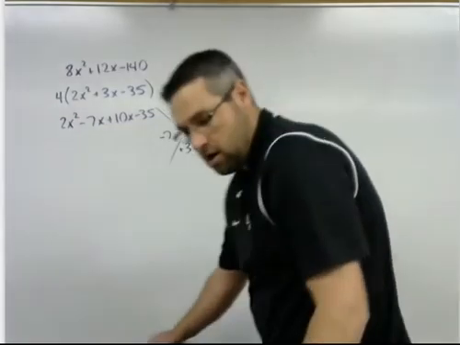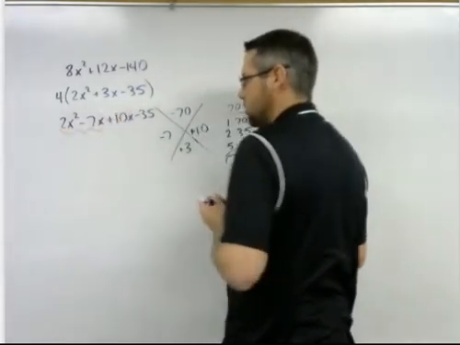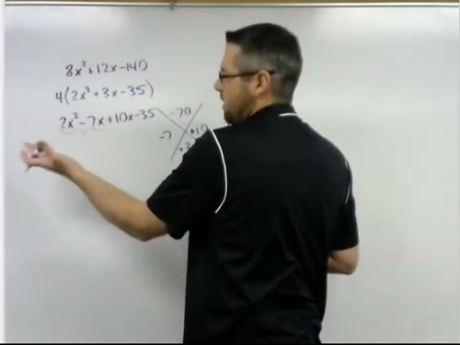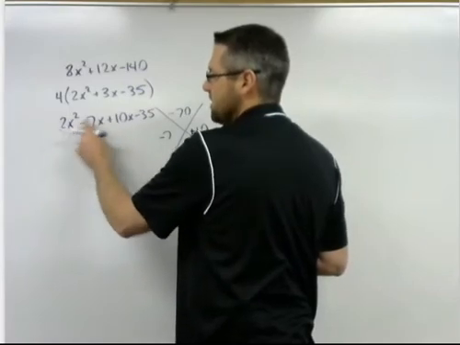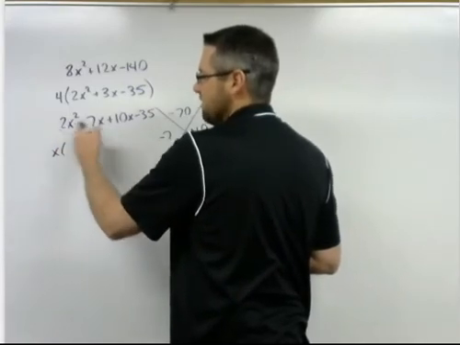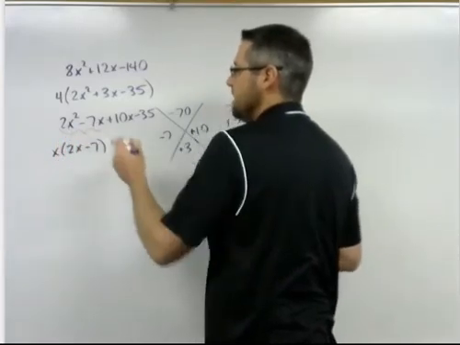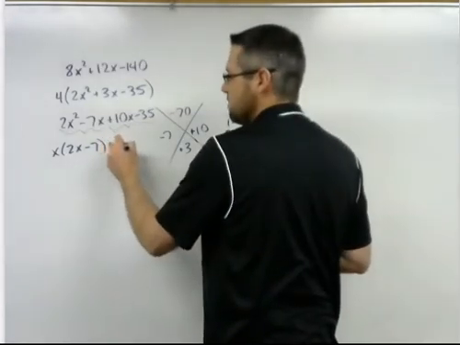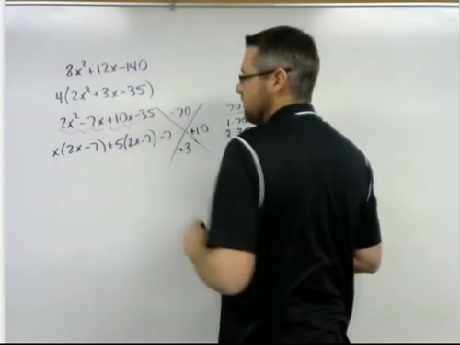And now from there, we're going to group. So we're going to group the first two terms and find the GCF out of those two. The coefficients have a GCF of 1, so we don't have to write that one down. But they also have a GCF of x. So what's left over after I factor out an x would be 2x minus 7. In the second group, the GCF is a 5. So it'd be plus 5. And then what's left over is 2x minus 7 again.